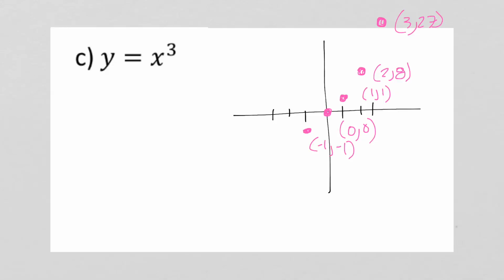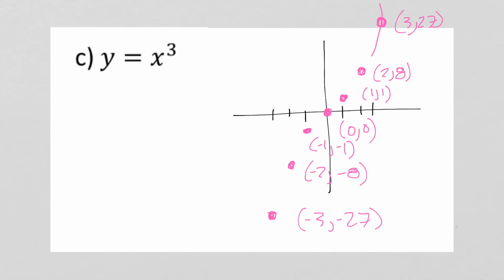And then I plug in negative 2, and I get negative 2 times negative 2 is positive 4, times negative 2 is negative 8. So I get this point right here at (-2, -8). And then I plug in negative 3, and I get negative 3 times negative 3 is positive 9, times negative 3 is negative 27. And I get this point right here at (-3, -27).